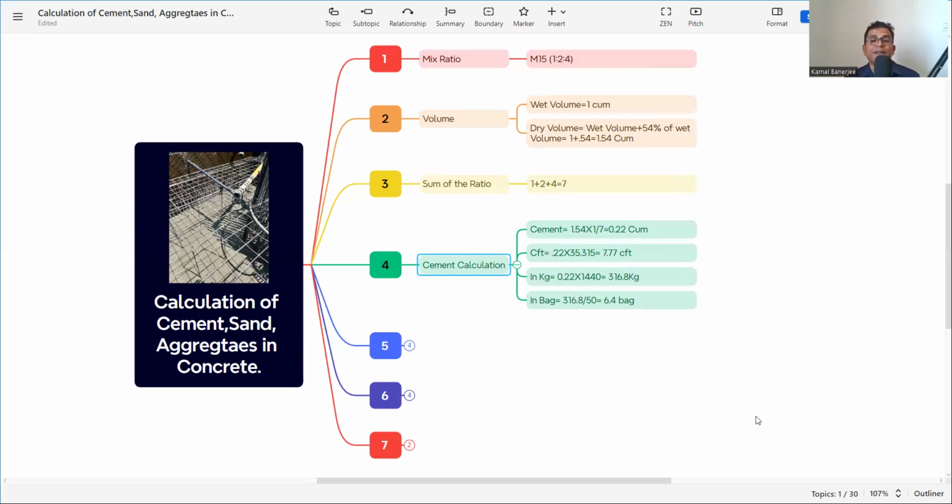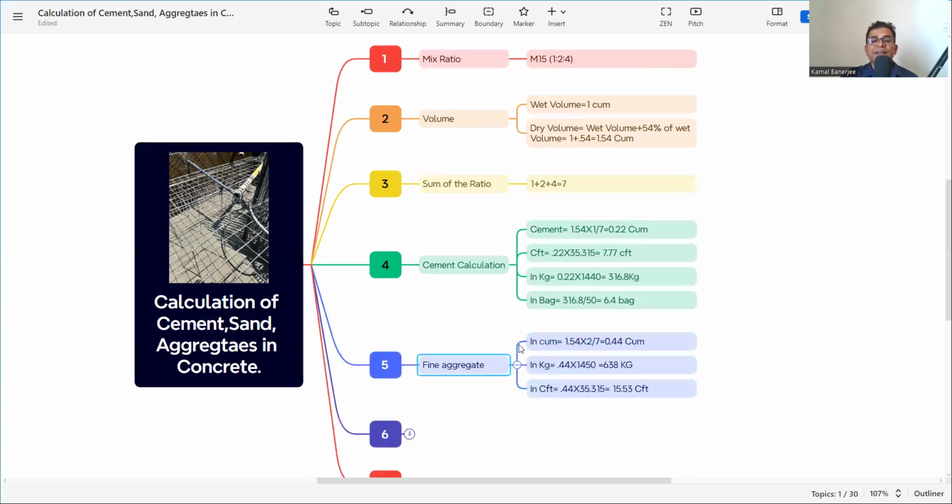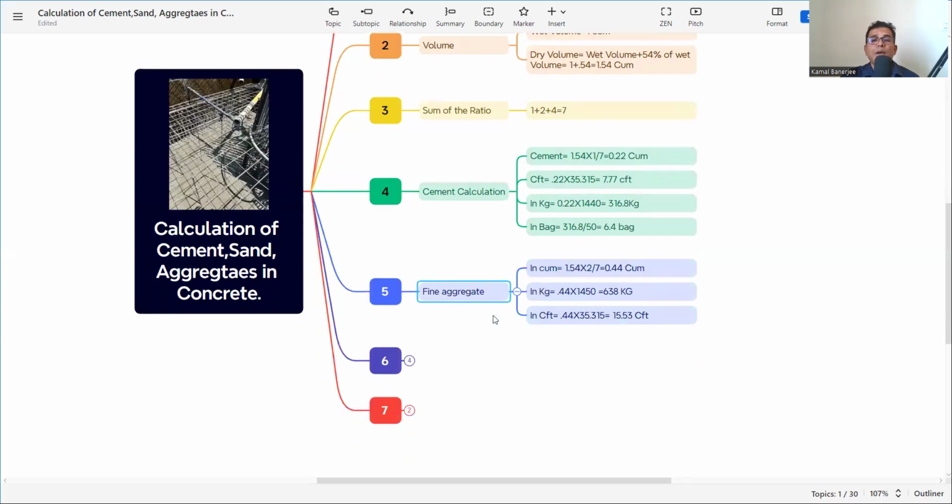So whether you want it in cubic meter, CFT, kg of cement, or whatever, you can calculate from the same thing. So here for M15, the cement quantity is 0.22 cubic meter, 7.77 CFT, 316.8 kg and 6.4 bags. Now we have calculated the cement. The next part is to calculate the fine aggregate. The formula is the same because we have already calculated the cement.